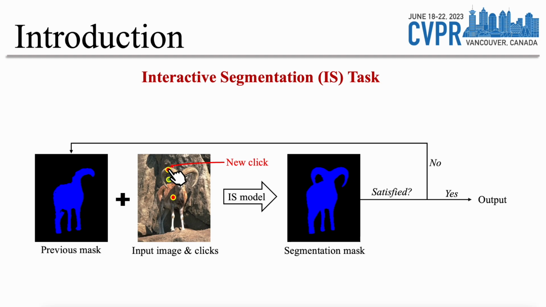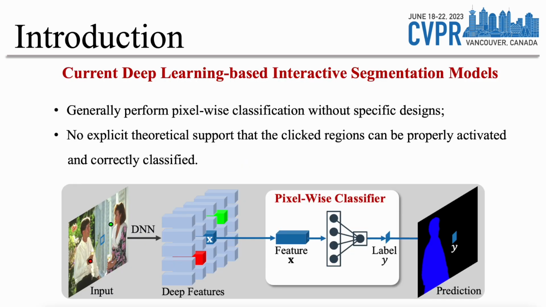For the interactive segmentation task, a user iteratively gives positive or negative clicks on the image to refine the segmentation mask. Typically, the model takes the image, the clicks, and the previous mask as input to generate the output mask. Current deep learning-based interactive segmentation models generally perform pixel-wise classification without specific designs, and there is no explicit theoretical support that the clicked regions can be properly activated and correctly classified.